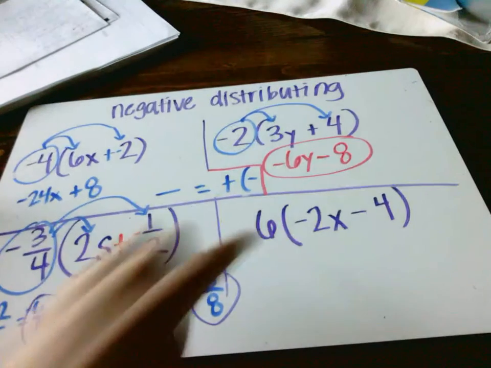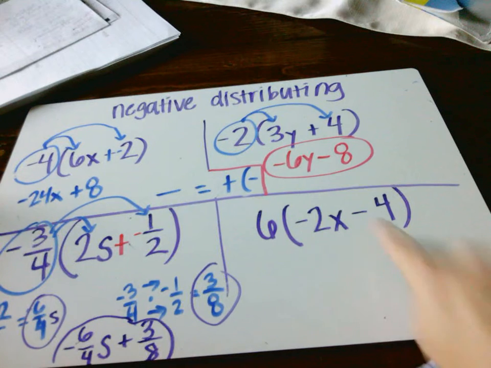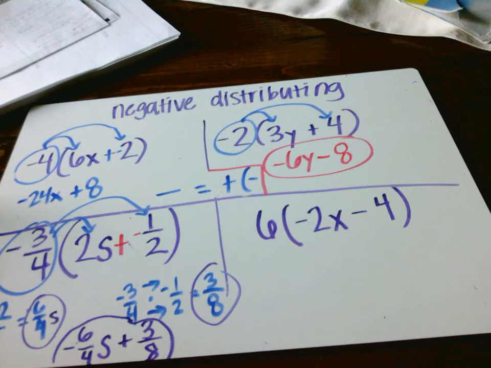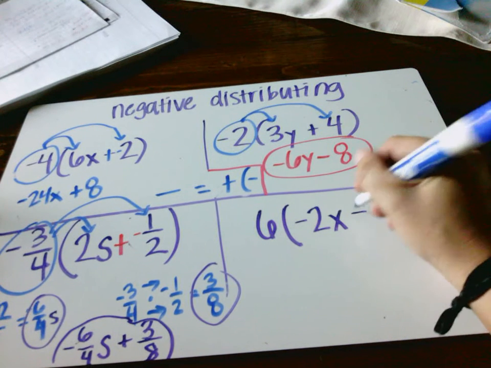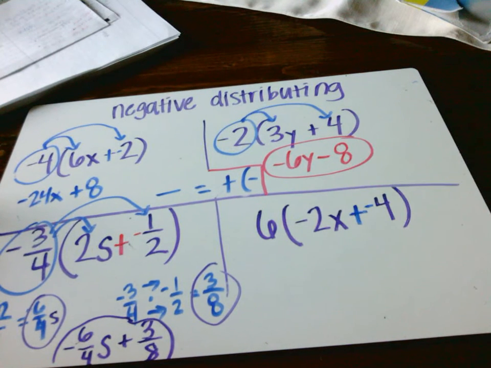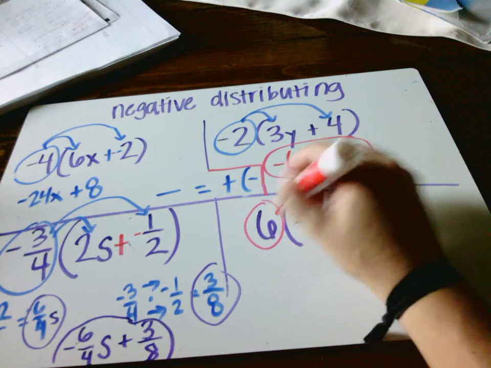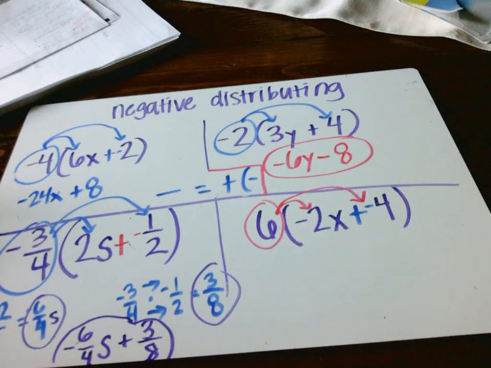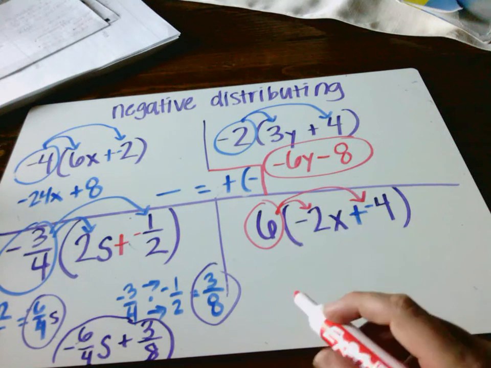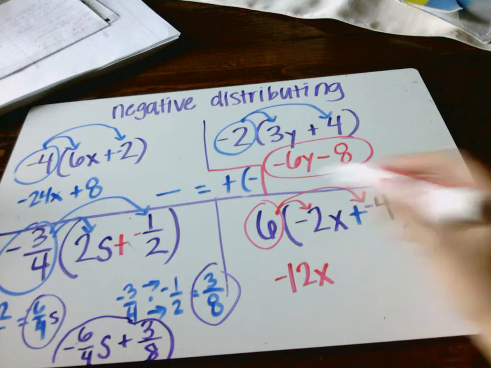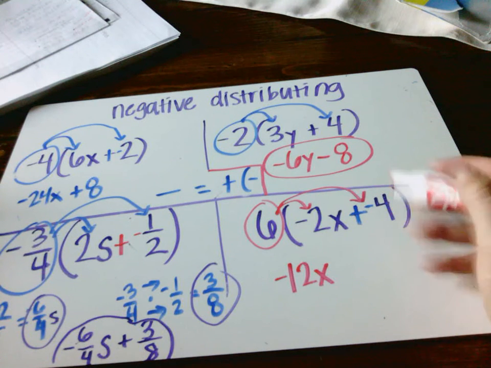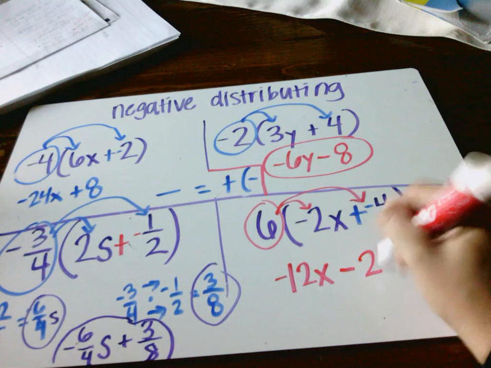Okay, let's look at this one. I'm going to do the same thing that I did on the other one and make this subtraction problem an addition problem. I do that because a subtraction problem is the same thing as adding a negative. So after I do that, I'm going to do my steps. I'm going to circle that 6 on the outside and draw arrows to all that I'm multiplying inside my parentheses. A 6 times negative 2 would be negative 12x. A 6 times negative 4, well, a positive times a negative is going to be a negative 24.